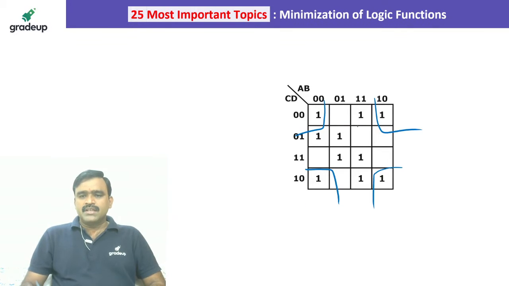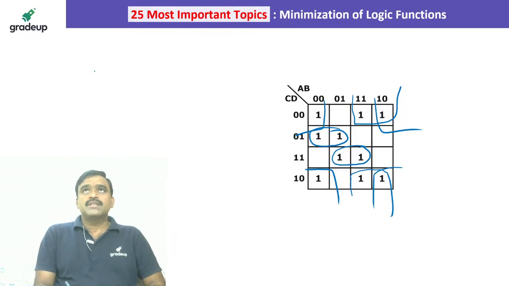To cover this one, I can take these two ones and these two ones as adjacent, and we can take these two ones and these two ones. So that is a minimal sum. So what is the minimal sum here? F is equal to 4 corner ones comes under D bar B bar. D bar B bar.